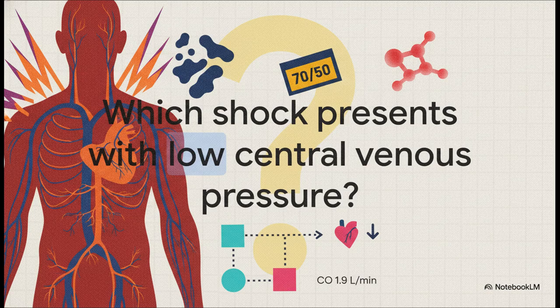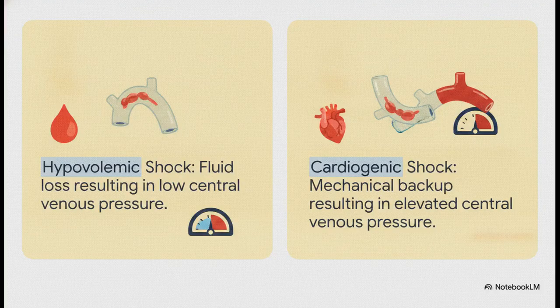Okay, next scenario. You have a patient with a dangerously low blood pressure of 70/50, high lactate at 30 milligrams per deciliter, and a really low cardiac output of 1.9 liters per minute. But I want you to focus specifically on this last value, an abnormally low central venous pressure of 2 centimeters of water. Which diagnosis fits best? A. Congestive heart failure, B. Cardiac tamponade, C. Hypovolemic shock, or D. Septic shock? The correct answer here is C.